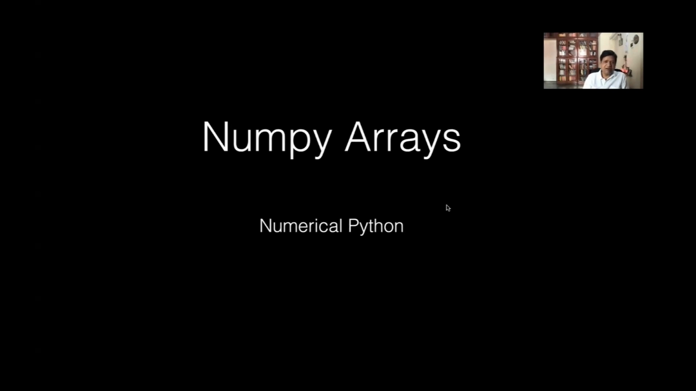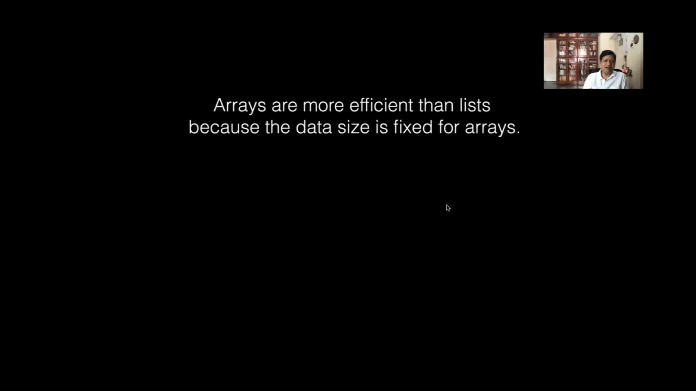Now here, all the elements of the array are homogeneous. That means either integer or float or string. You can have a list of strings. We don't need it for this course, but either we have an integer array or a float array. And data size is fixed. I cannot delete or append from an array. So it's a fixed data size.